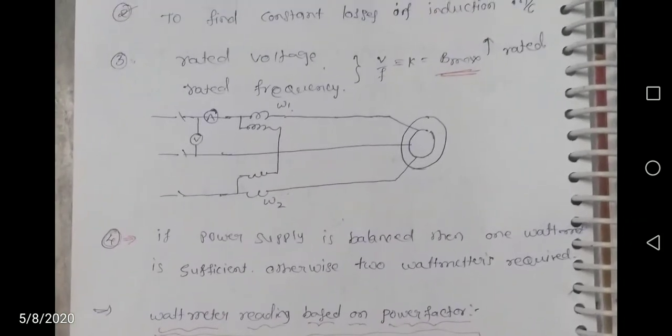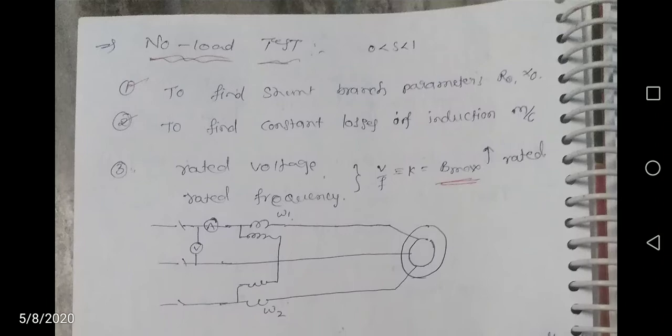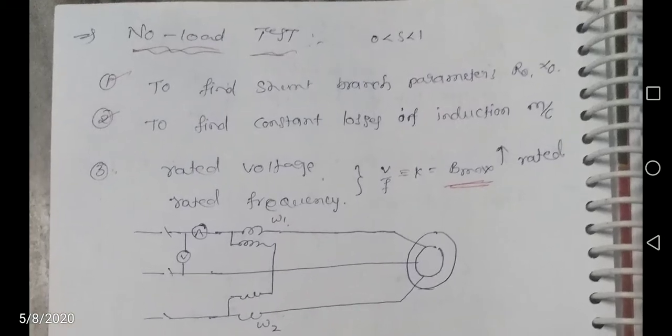So to find these losses, we go for two tests. One is a no load test and another one is a blocked rotor test. So this no load test is done when slip is between 0 to 1. The no load test is to find the center branch parameters R0 and X0, and it is to find the constant losses of the induction machine.